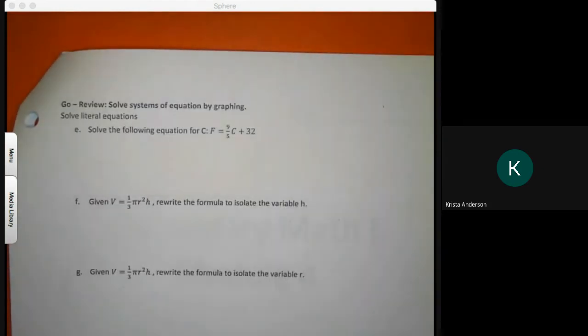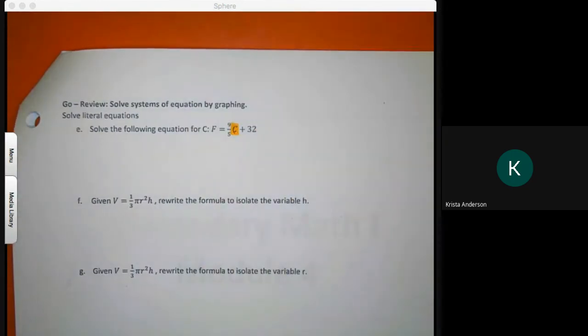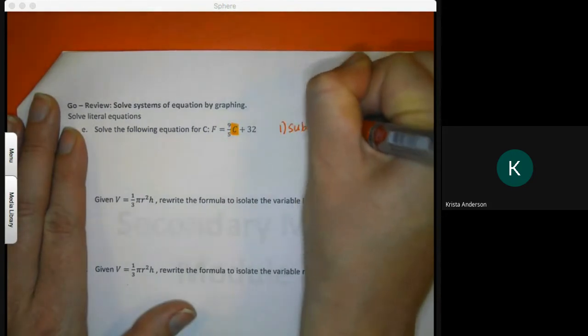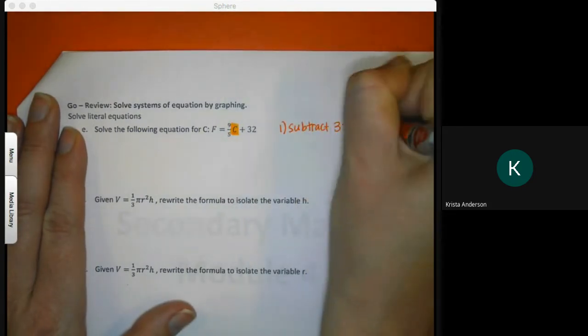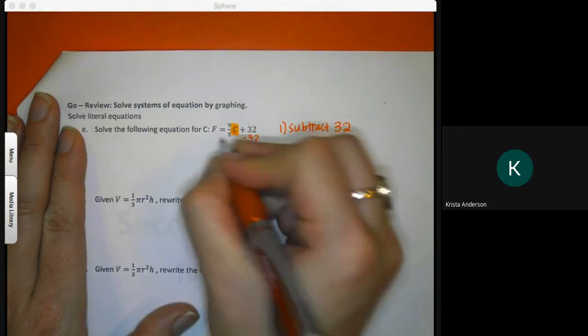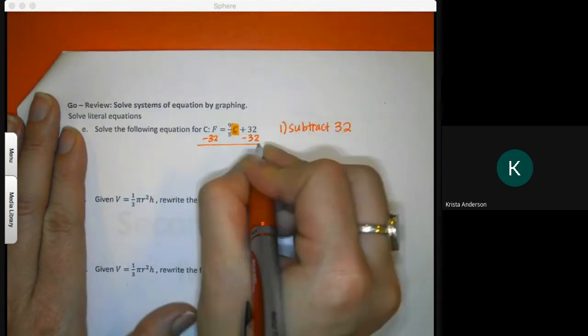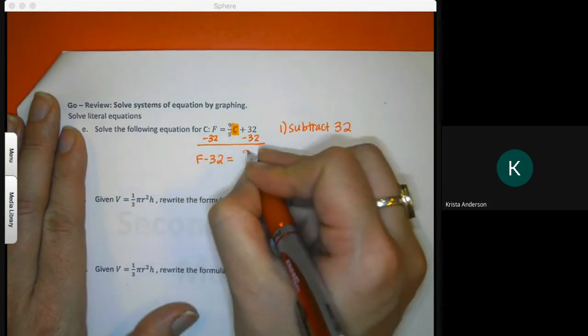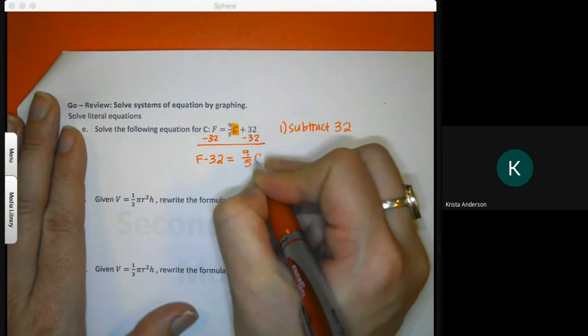First one, it says solve the following equation for C. Here is C. I want to try and get it alone, so I'm going to first get rid of the plus sign that is stuck to the C. The plus sign I would undo by subtracting 32. F minus 32 equals 9 over 5 C.